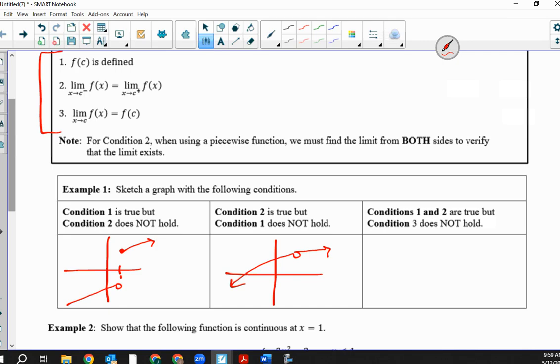So the function value exists and the limit exists, but they're not equal to each other. What does that look like? It looks very similar to the second one. That's one way to draw it. Let me start with that, but then I put the function value as that dot down there. Do you guys see it? So function value is here, limit is here. They both exist, but they are not the same. Does that make sense?